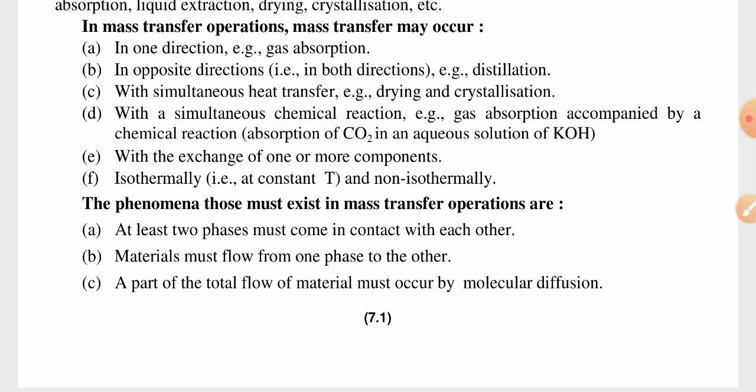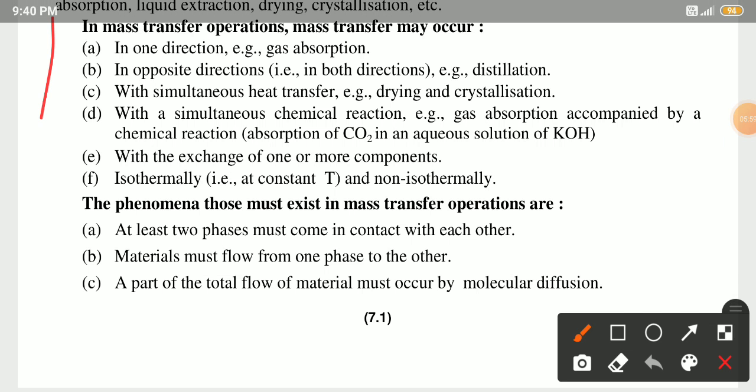The phenomena that must exist in a mass transfer operation are: at least two phases must come in contact with each other; material must flow from one phase to the other; and a part of the total flow of material must occur by molecular diffusion. Write all these points down here.